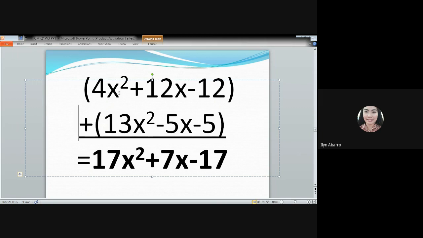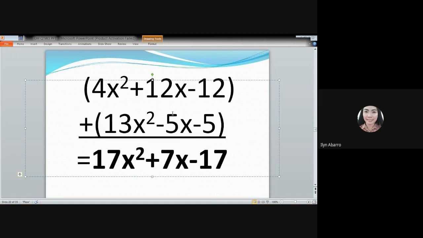So 4x squared plus 13x squared. These two are similar, so we align this. So just add their numerical coefficients. 4 plus 13 is equal to 17. And then simply copy the variable and the exponent, which is x squared. In addition, we do not add their exponents. We will just copy this exponent.